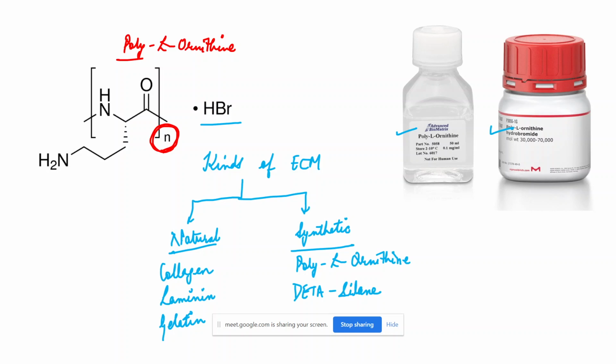How many nitrogens are in DETA silane? I do not know the structure of DETA silane, so maybe you can find it out, or ask in the discussion forum. You can look at the structure, and by looking at one monomer you can see how many nitrogens are there.